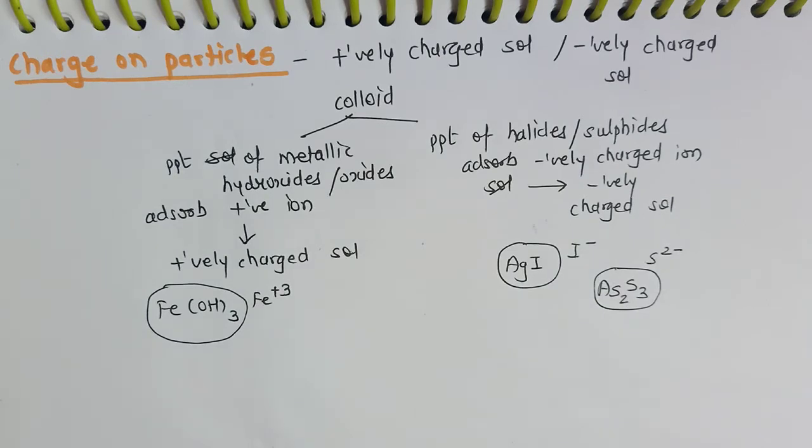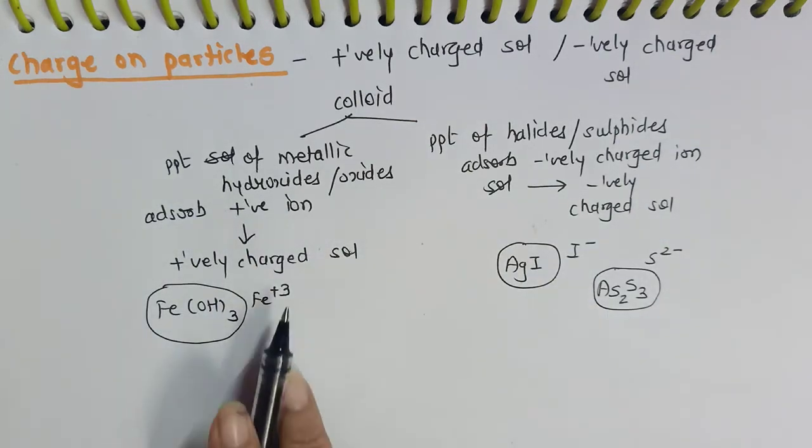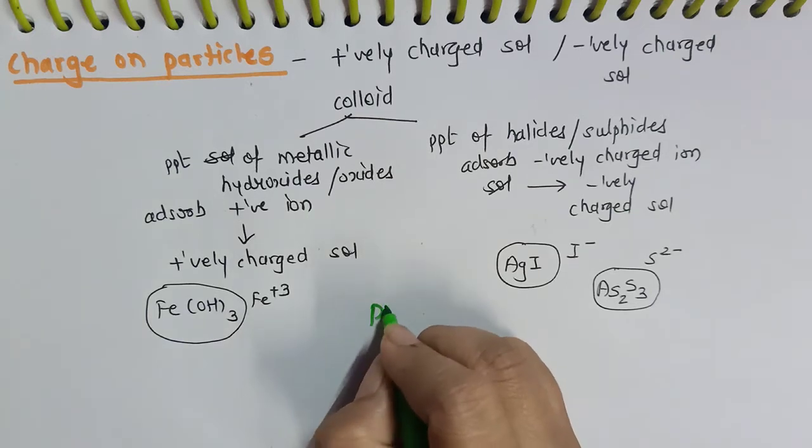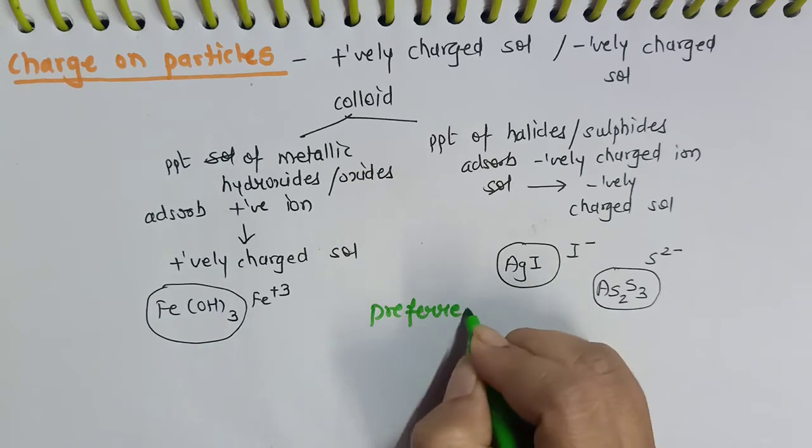So these can be either positively charged sol or negatively charged sol. Now this is a general statement. It is not a hard and fast rule that only this can be there. There can be a lot of exceptions also. But on a general note, we can say this rule. Now the question is how we can decide which ion will be adsorbed by the precipitate. Because in an electrolyte, there will be both positive as well as negative ions. So this method by which the precipitate adsorbs any particular ion is called preferential adsorption.